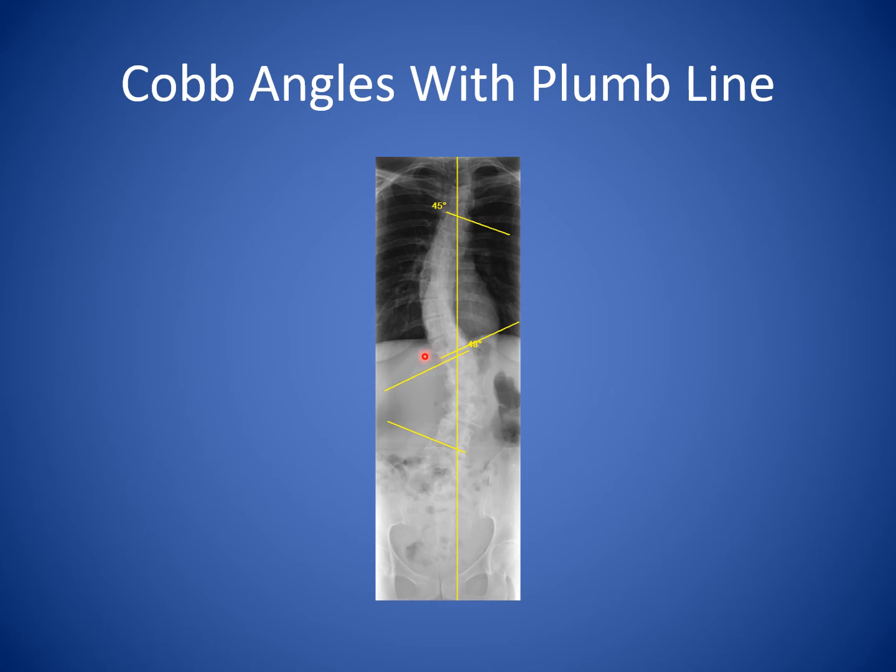You can use the Cobb angles in a complex scoliosis with a plumb line from C7 to determine if the spine is balanced. You'll see that the plumb line is within about 1 centimeter to 1.5 centimeters from midline. So this is a reasonably well-balanced curve.